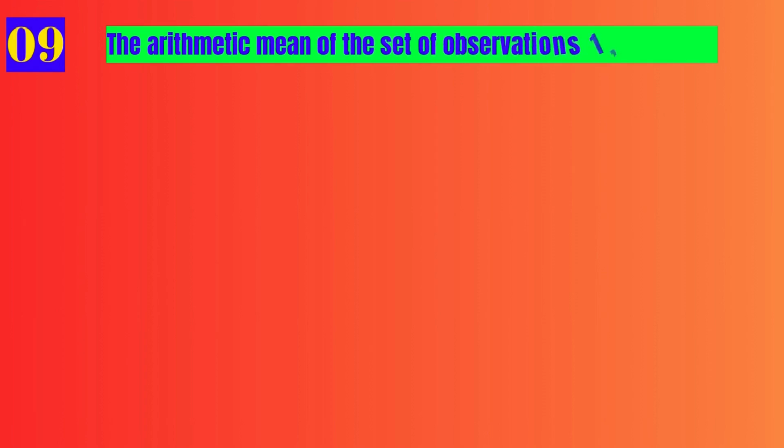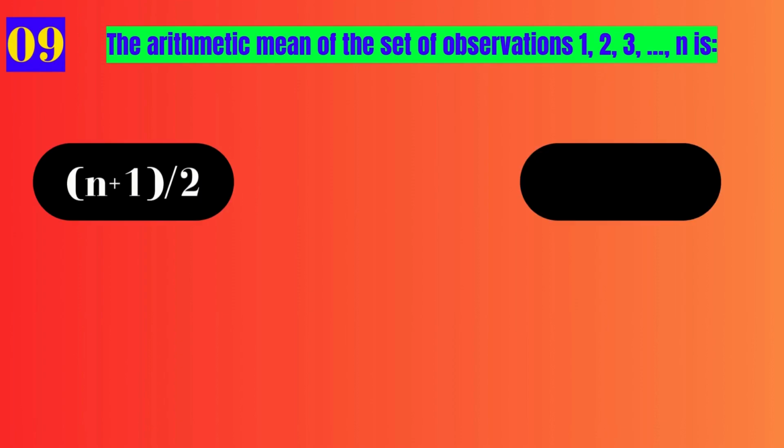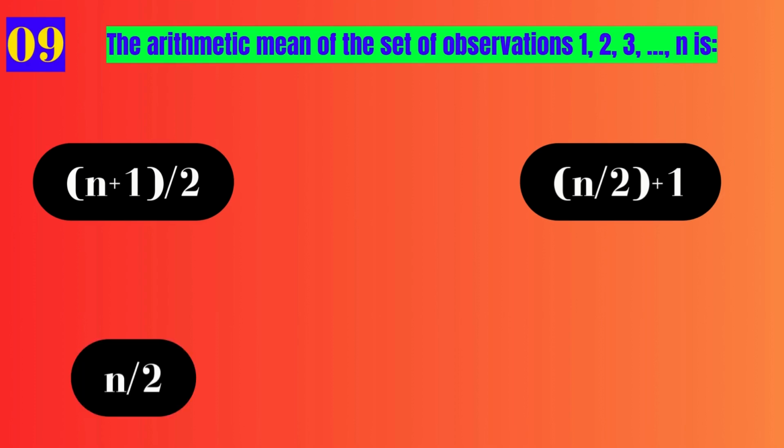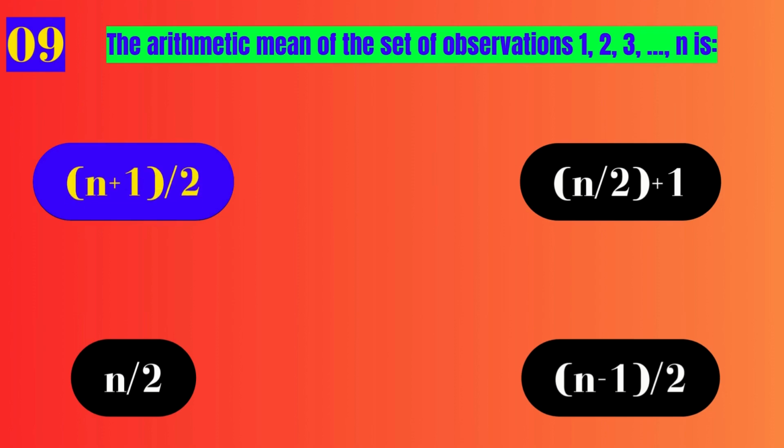The arithmetic mean of the set of observations 1, 2, 3, up to n is. The options are (n plus 1) over 2, n over 2 plus 1, n over 2, (n minus 1) over 2. The correct option is (n plus 1) over 2, because the arithmetic mean of a set of consecutive integers from 1 to n is equal to the average of the first and last terms.